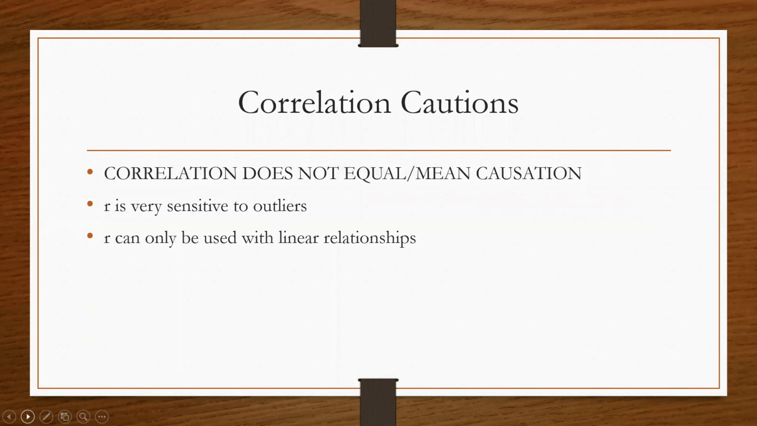R is also very sensitive to outliers. That's why you always have to be careful of them when you're looking at a graph, because they can very much skew it one way to make it a much weaker or much stronger relationship based on whether or not it has outliers. And again, R can only be used with a linear relationship. If it's not linear, you can't use R.